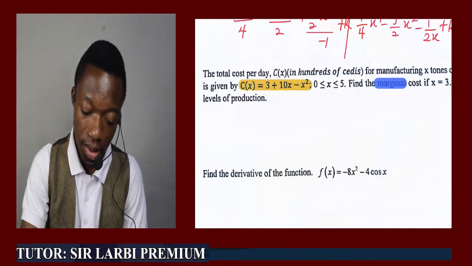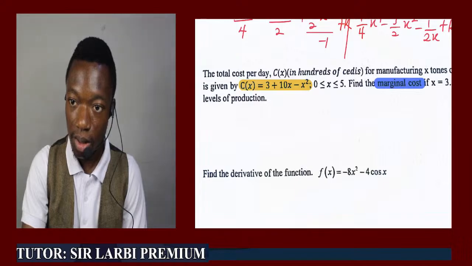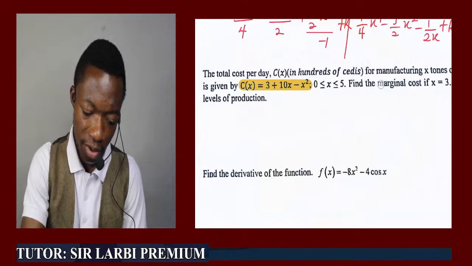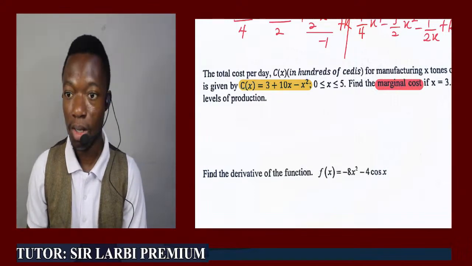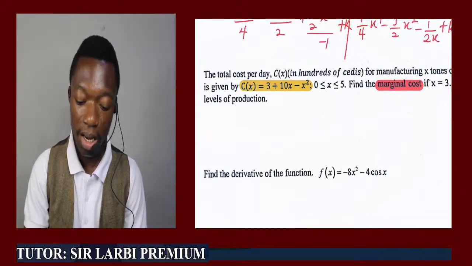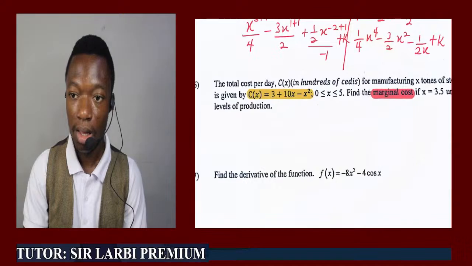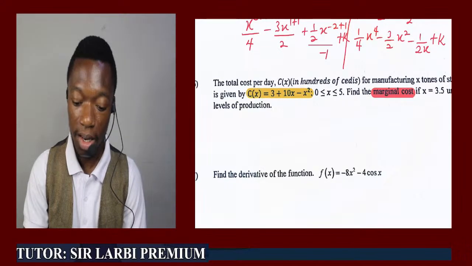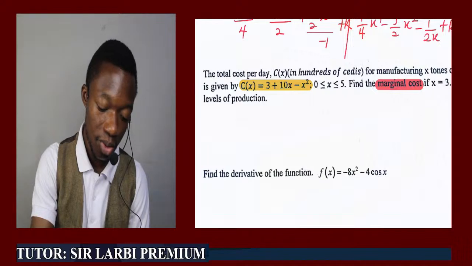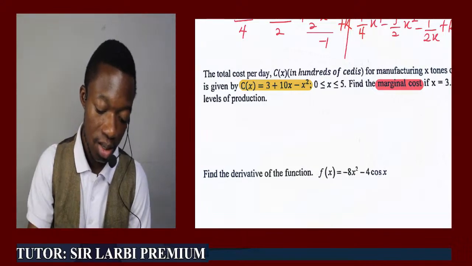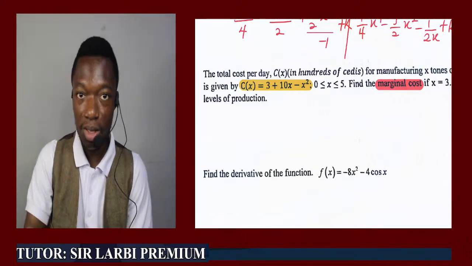So if you are seeing marginal cost, then this should be a guide for you to know that we need to find a change in cost. And the unit is 3.5 units of the production level. So straight up, we can say that to find the marginal cost, we need to differentiate the cost function.